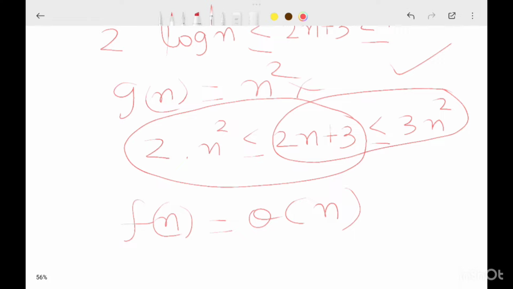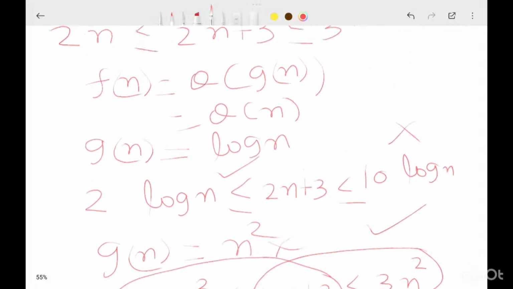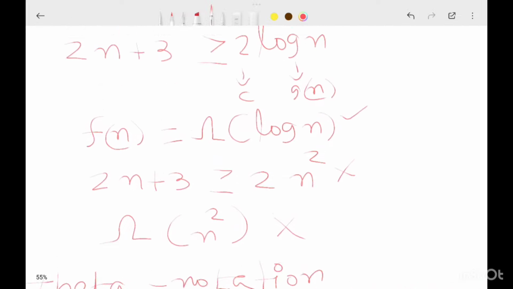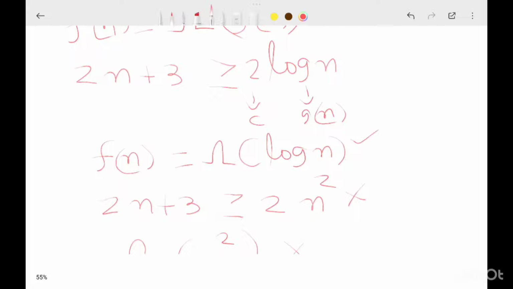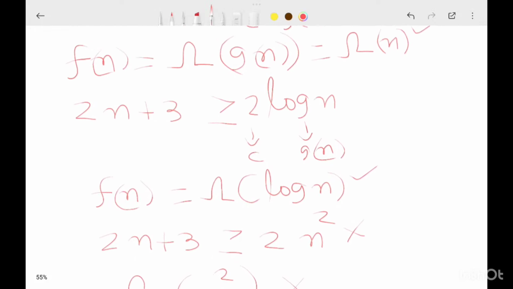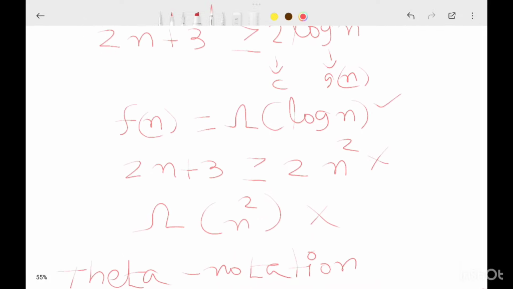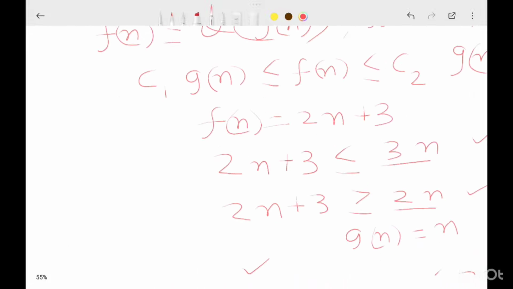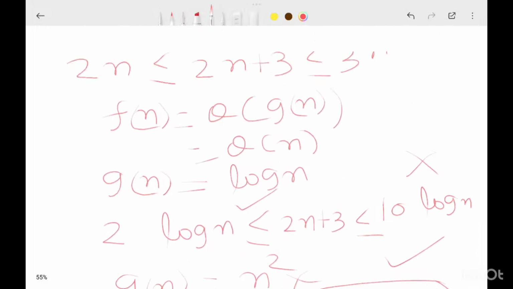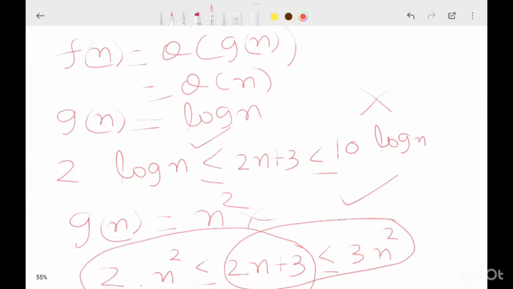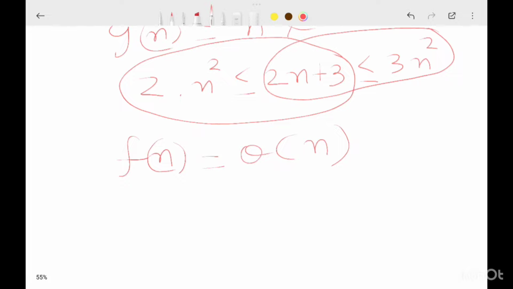But in upper bound, big O, we can say the function f of n can be represented as big O of n. It also can be represented as big O of n squared, but it cannot be represented as big O of log n. As well, this function can be represented as big omega of n, and as big omega of log n, but it cannot be represented as big omega of n squared. In case of theta notation, the exact bound, this function can be represented only as theta of n. It cannot be represented as theta of log n, nor as theta of n squared. So it is called exact bound.